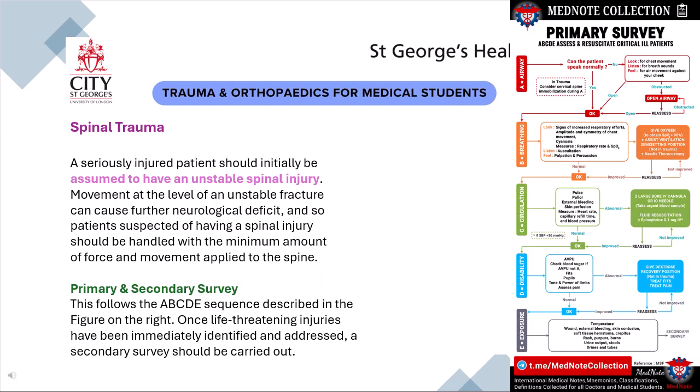You do need to be aware of spinal trauma. And very importantly, any seriously injured patient, so that's anybody in a road traffic accident or a fall from a height, must be assumed to have an unstable spinal injury until proven otherwise, as any movement at the level of an unstable fracture will cause further neurological deficit.